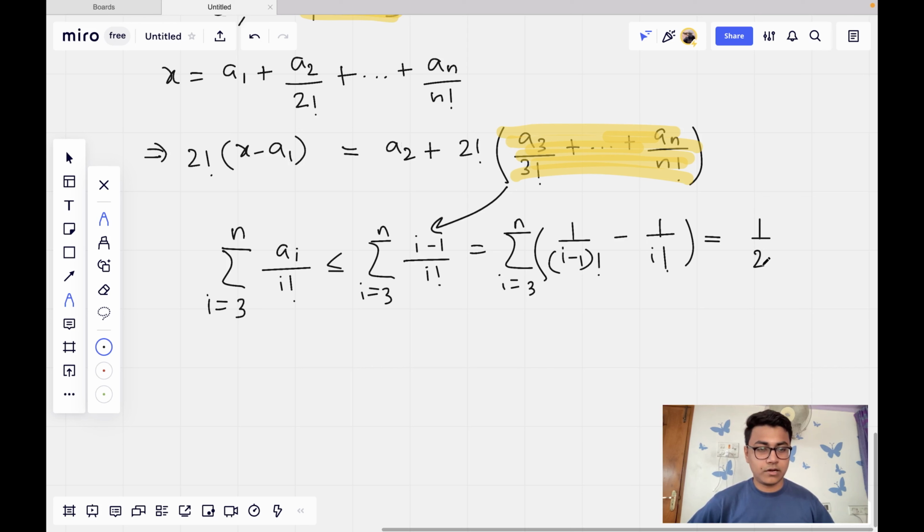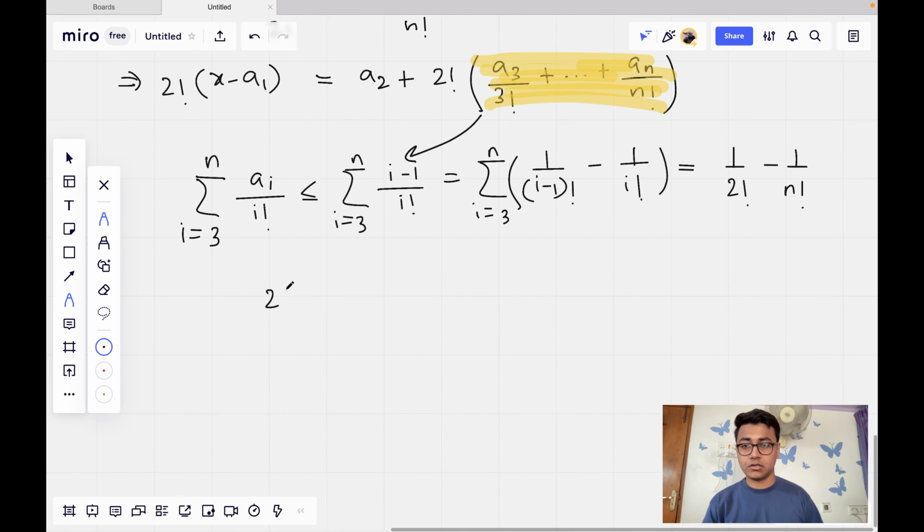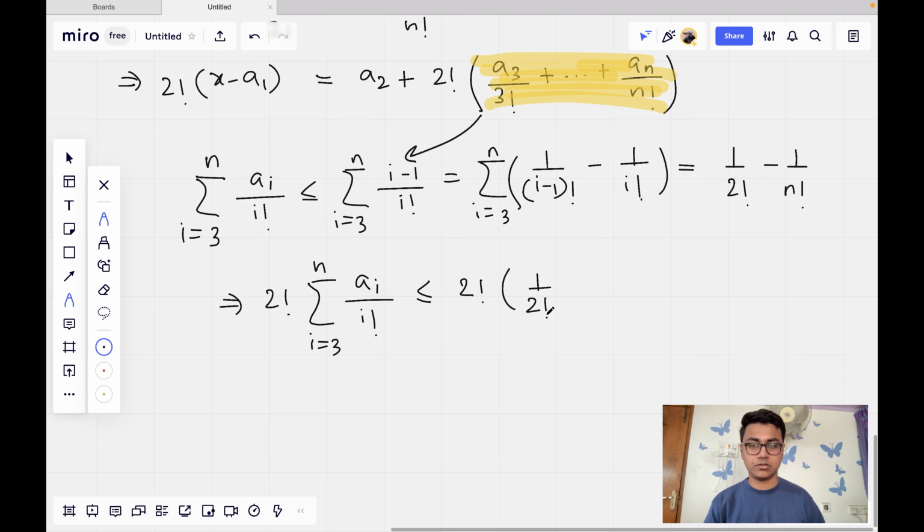This is 1 by 2 factorial minus 1 by n factorial. Okay, so multiplying that with 2 factorial times this summation is less than or equal to 2 factorial times 1 by 2 factorial minus 1 by n factorial, which is equal to 1 minus 2 factorial by n factorial. And since n is greater than or equal to 3, this is strictly less than 1.